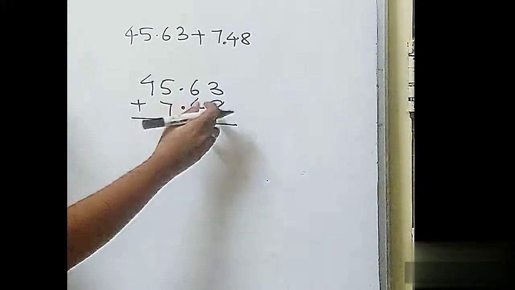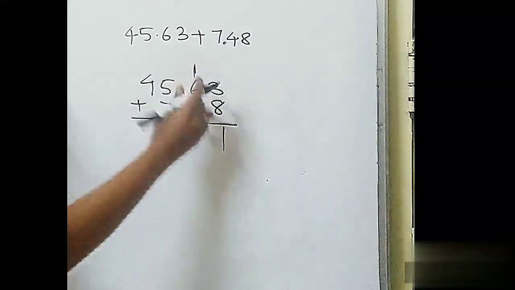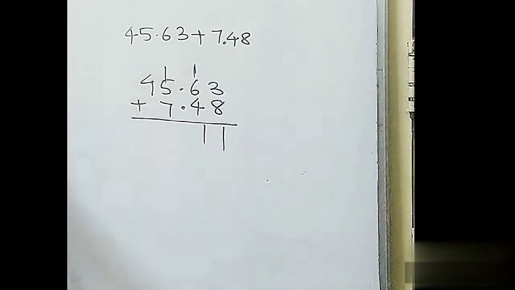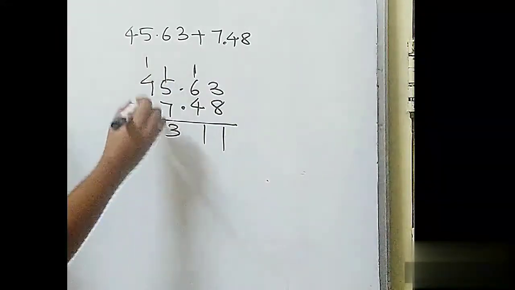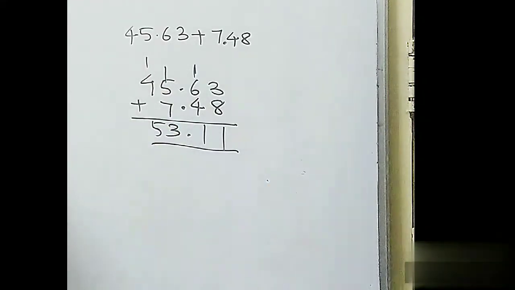Now add it. 8 plus 3 is what? 11. Now 6 plus 4 is 10. 10 plus 1 is 11. Again, 6 plus 7 is how much? It will be 13. 1 and this will be 5. And simply you have to place the decimal point. This is all you have to do, student.